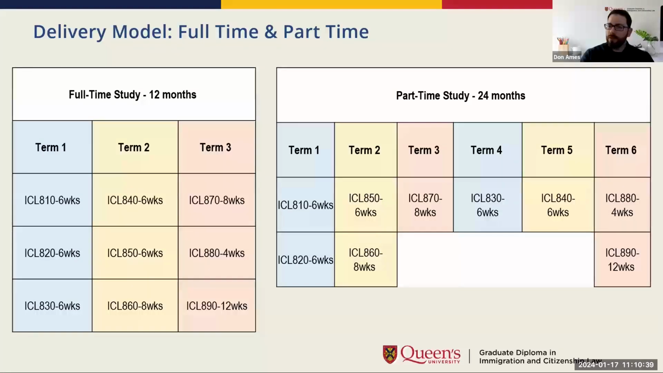This is just the delivery model as an example for individuals, either as a part-time 24-month student or a full-time student. So as I mentioned, 3 terms for a full-time student, 6 terms for a part-time student. For the 36-month part-time study plan, it'll be 9 terms and you're only taking 1 course per term.